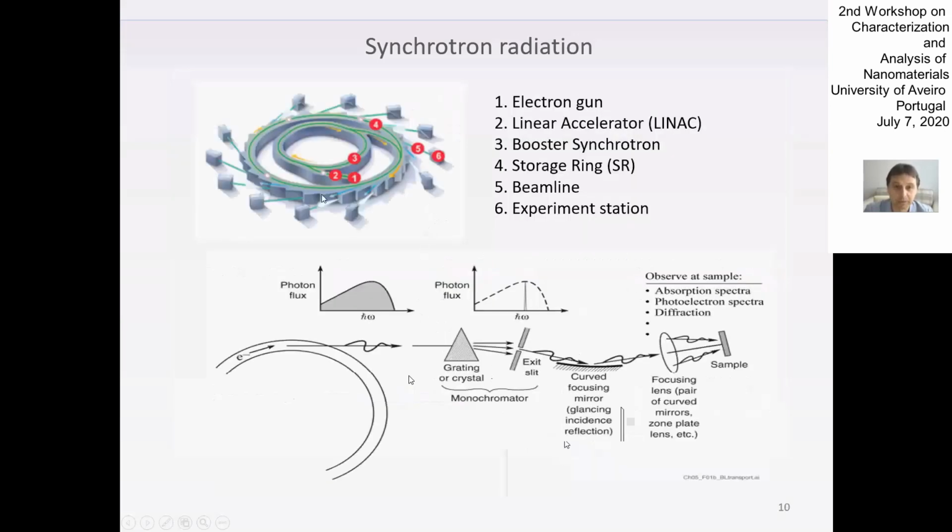So around the storage ring, usually the organizers locate different experimental stations. Between the storage ring and the experimental station, we have a guideline, and inside this guideline we have so-called optics, which can cut the proper energy range from the radiation, depending on the purpose of the experimental station.